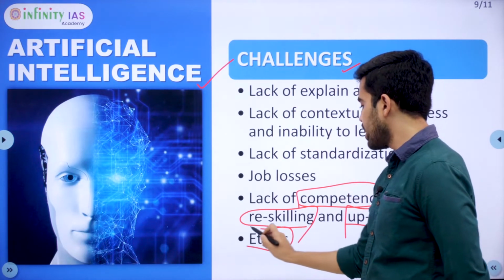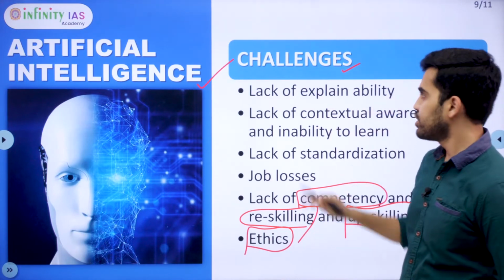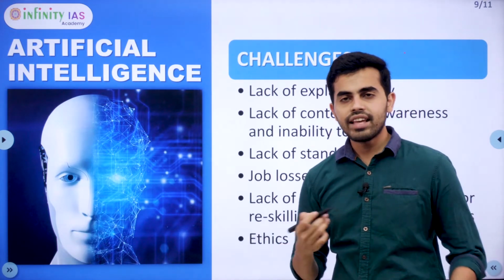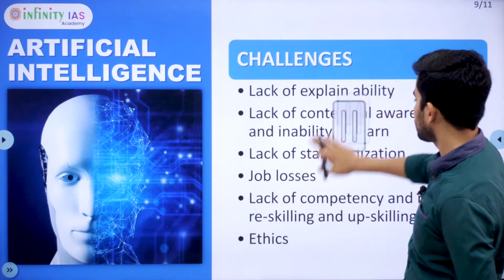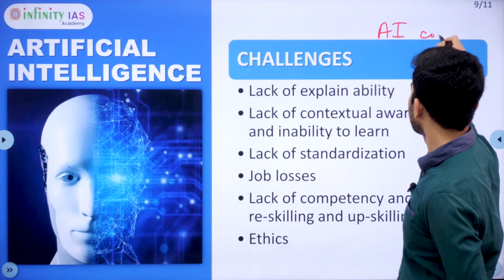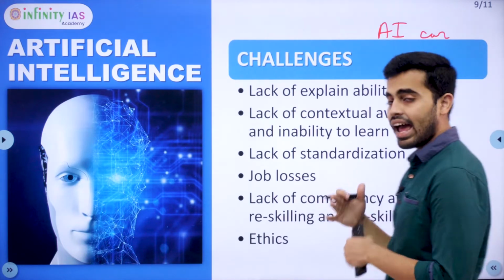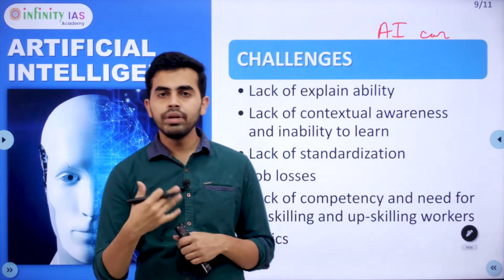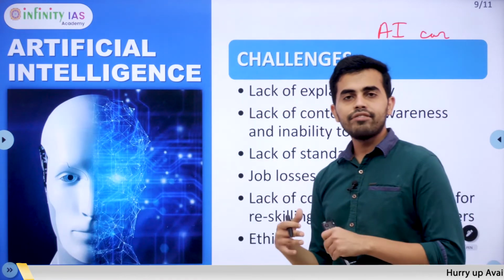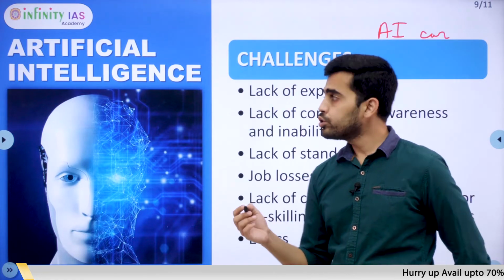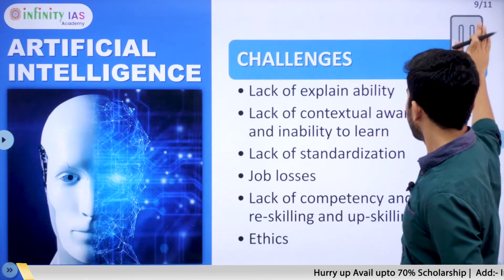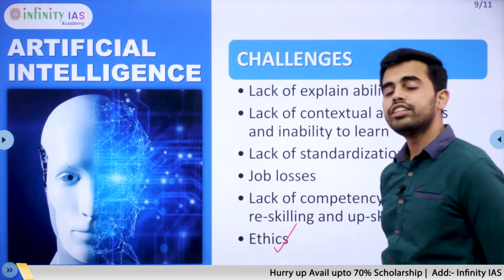Next, there are many ethical issues with artificial intelligence. The most famous one is about automated cars. For example, if an AI driven car is involved in an accident, who should be the one taking responsibility? Because the car will not be driven by a human being, who should the accident be the responsibility of? Then there are other ethical issues as well.